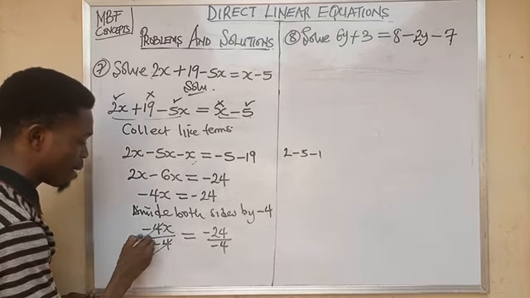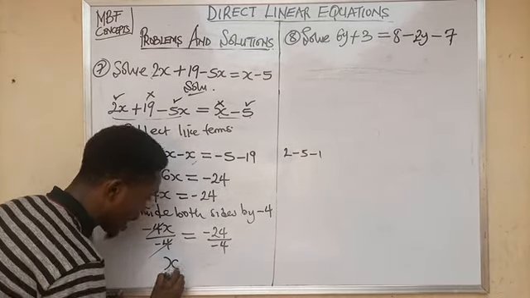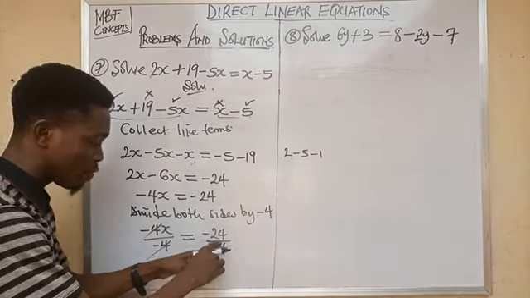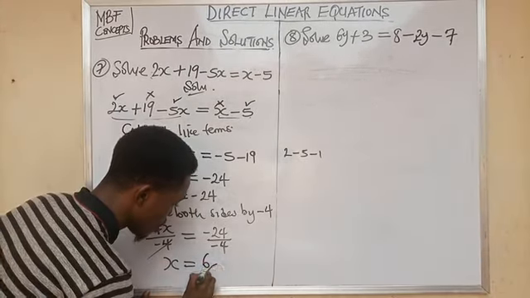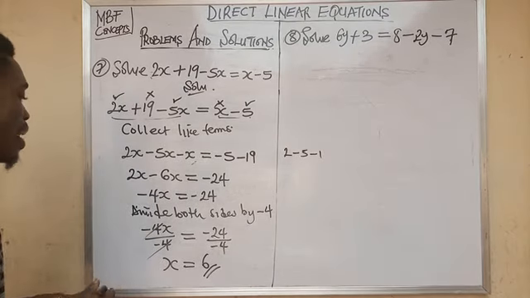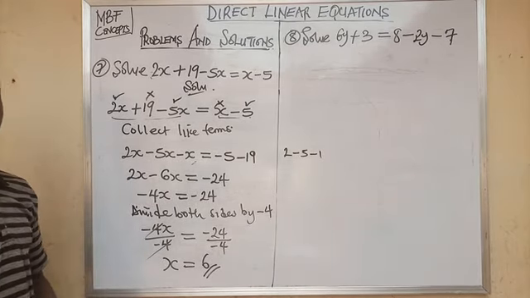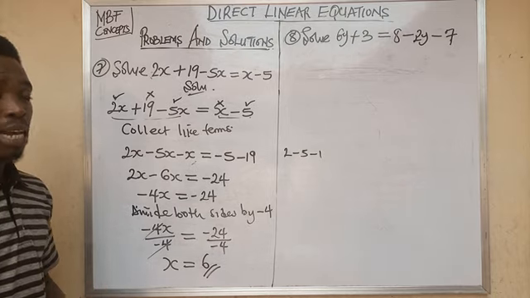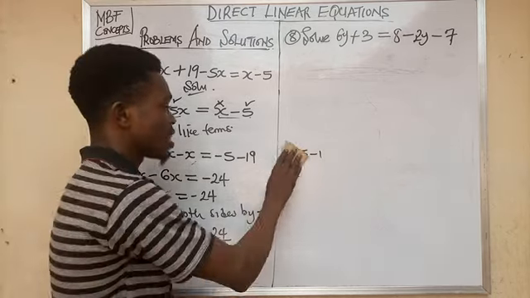Then 4 divided by 4 is 1. Then we are going to have 1x is equal to minus divided by minus is plus, and 24 divided by 4 is 6. So guys, this is the very answer to this question. It's as simple as this. Now let's look at question number 8 without wasting much of our time.